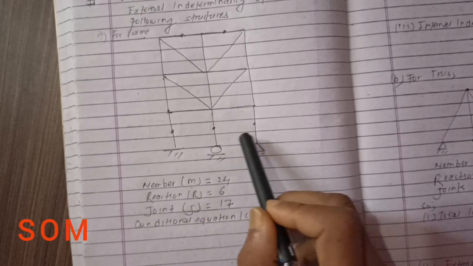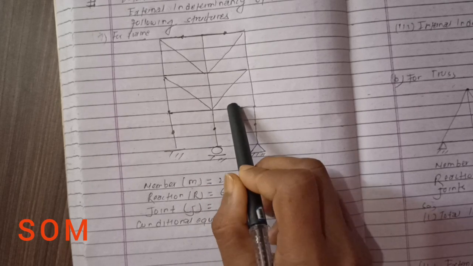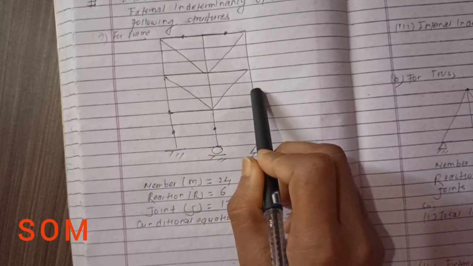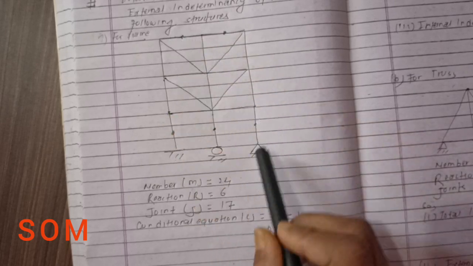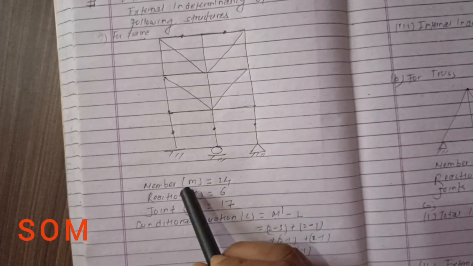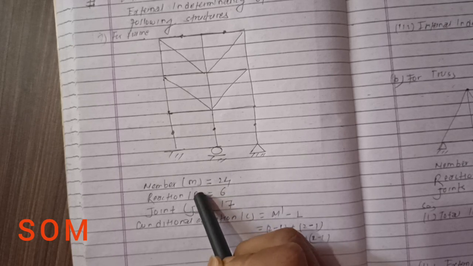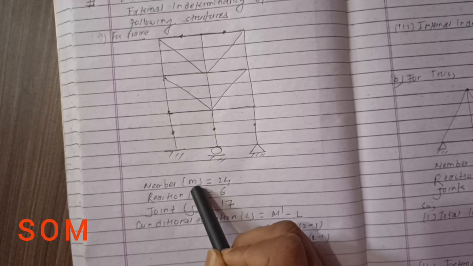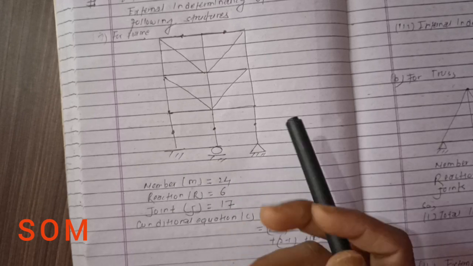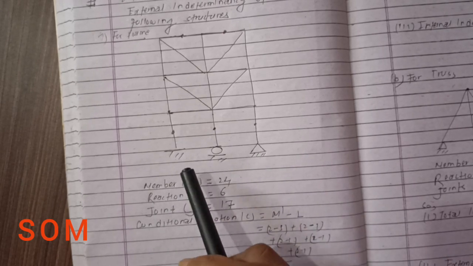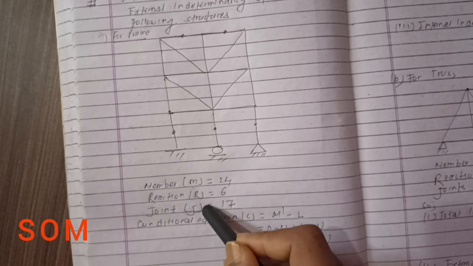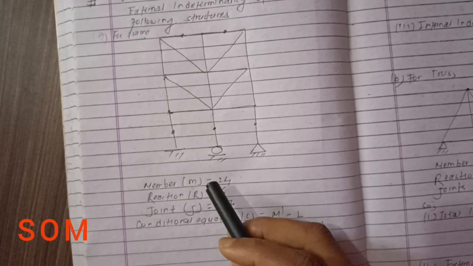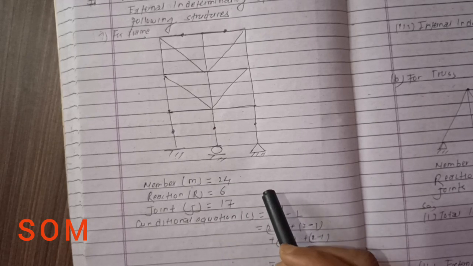So how many members are there? 1, 2, 3, 4, 5, 6, 7, 8, 9, 10, 11, 12, 13, 14, 15, 16, 17, 18, 19, 20, 21, 22, 23, 24. The total member is 24, and I have written member with a small m. In some books you can find member written with a capital M. Similarly, reaction is written with a small r, but I have written it with a big R. It's your choice, it doesn't matter at all.